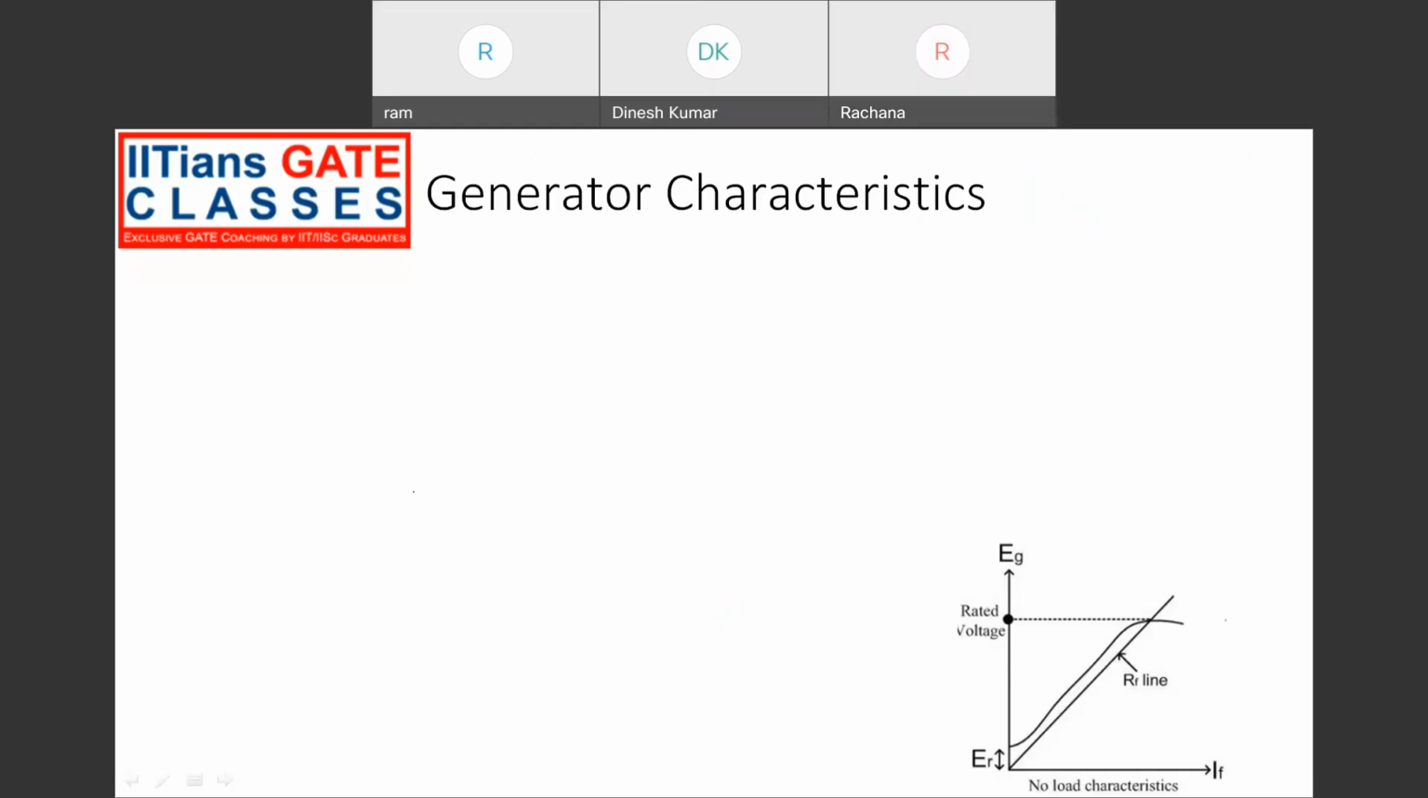The armature reaction. So in this class, we'll look into the generator characteristics. First of all, we'll talk about the shunt generator. The first type of generator characteristics is the no load characteristics. They are also called open circuit characteristics, OCC.